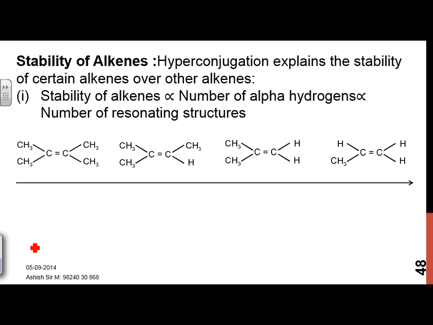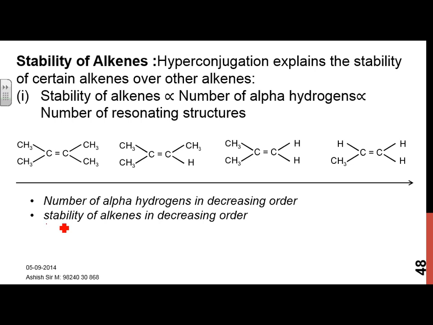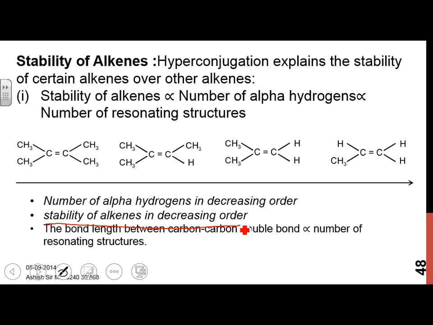Here, as we move from left to right, the number of alpha hydrogens is in decreasing order. So the stability of alkene is also in decreasing order. Is that understood? Has hyperconjugation been understood? Yes or no? Any doubt? No. Yes.